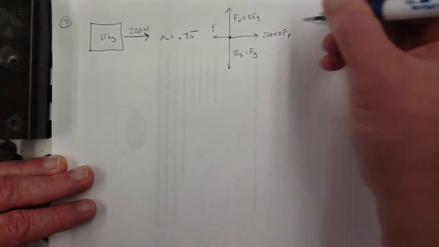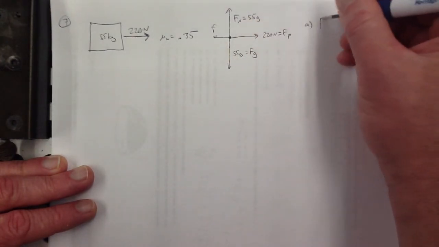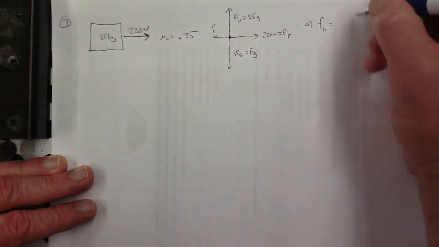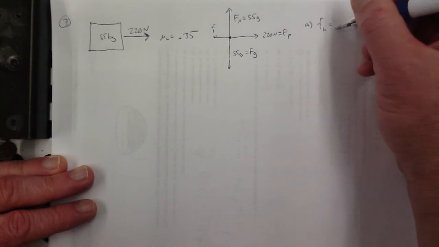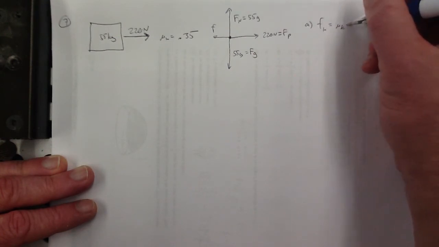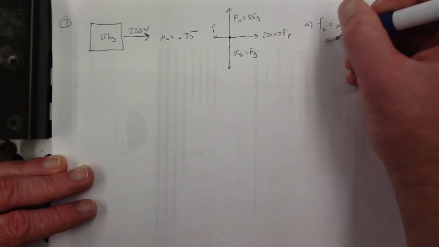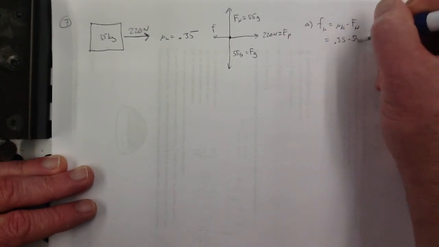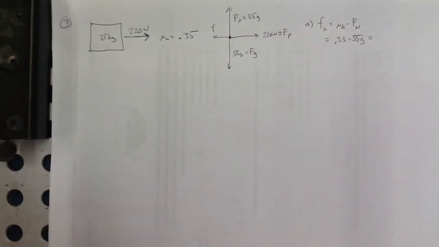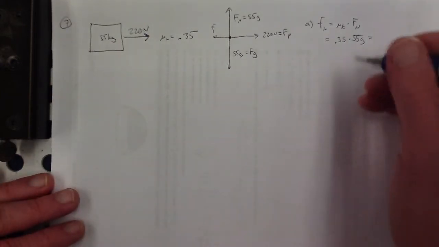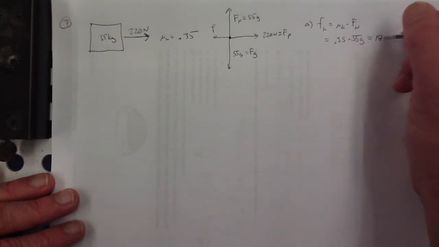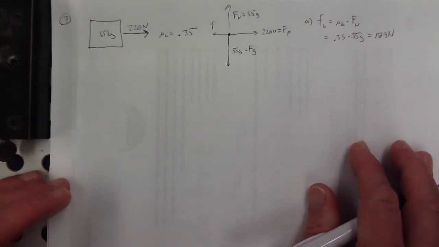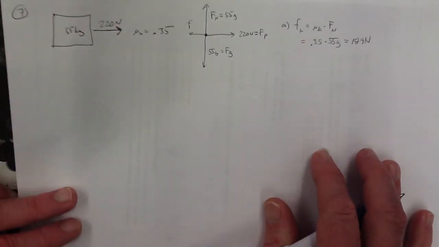How much friction do we have? Well, I guess that's part A. The kinetic friction force is going to be mu times the normal force. So 0.35 times 55G. Got 189 newtons for that.